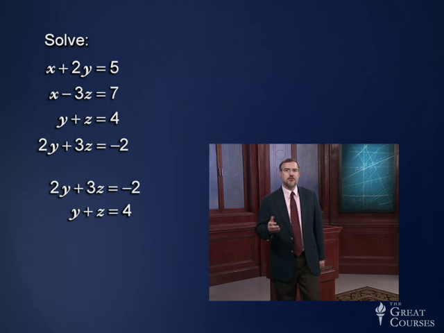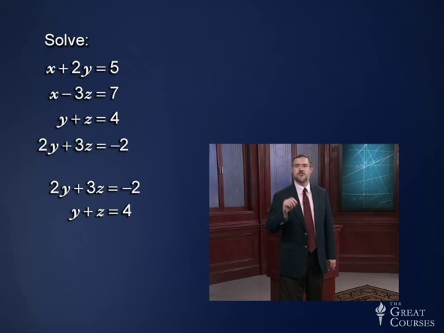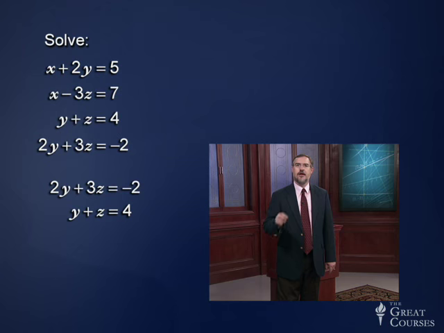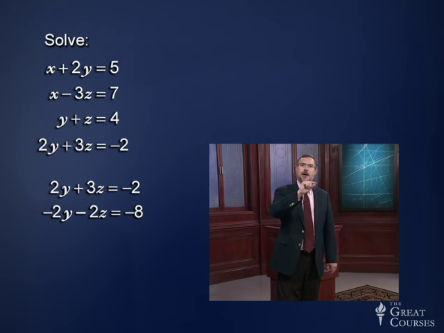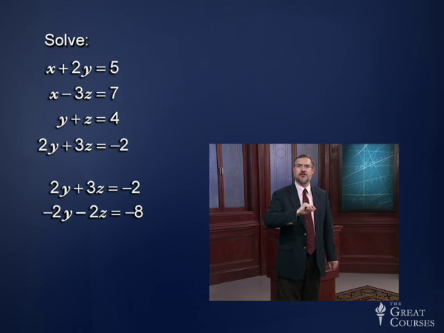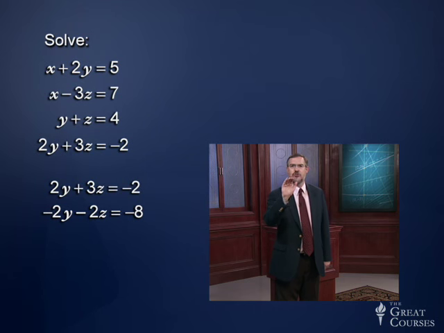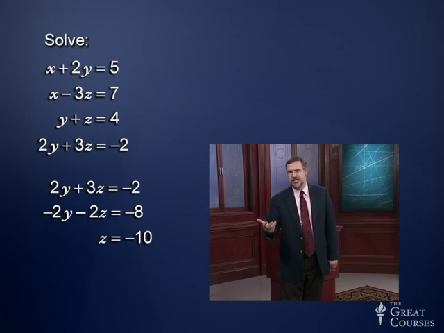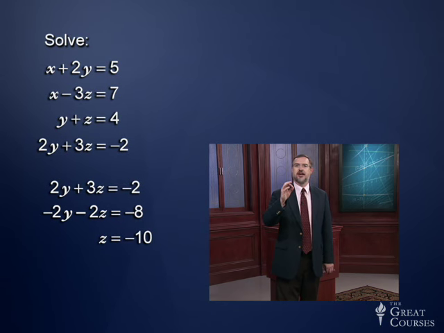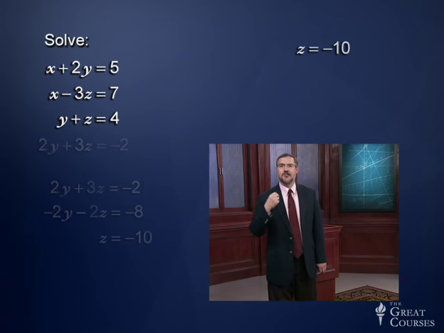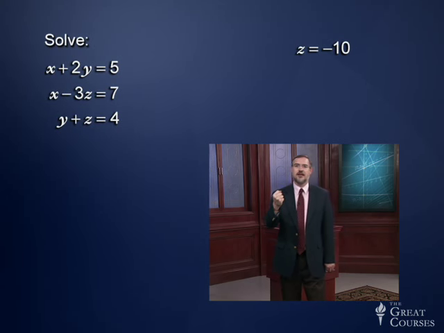Now, let's multiply the second of these smaller equations by negative 2. And that will give me 2y plus 3z equals negative 2 and negative 2y minus 2z equals negative 8. Remember, you've got to distribute that minus sign all the way through all the terms. And now if you add those two equations, you just get 1z, or z, equals negative 10. Guess what? We just found z. It's negative 10. Hold on to that. Don't lose that negative 10.